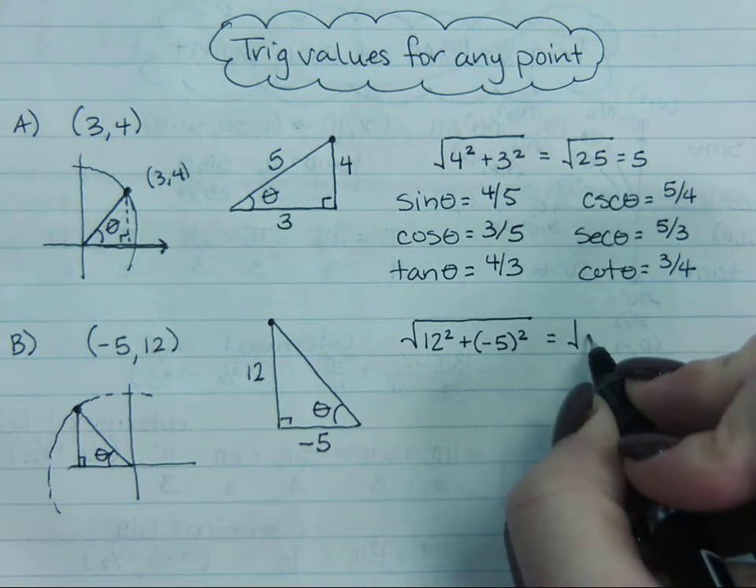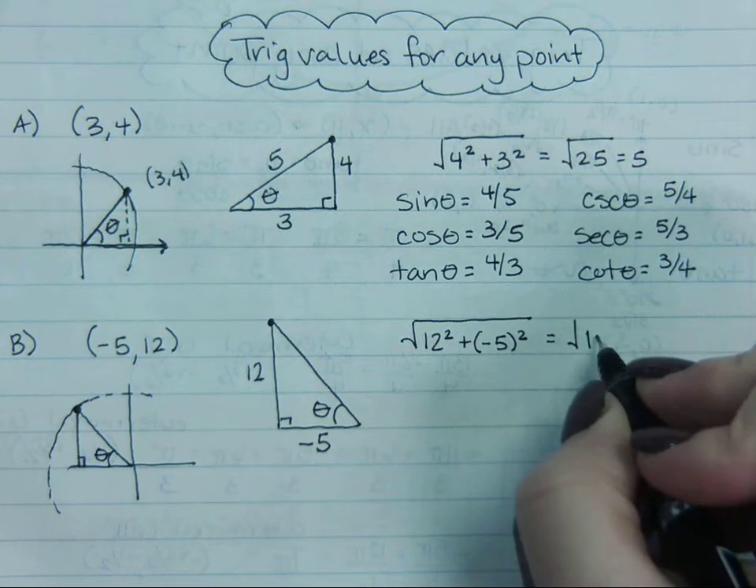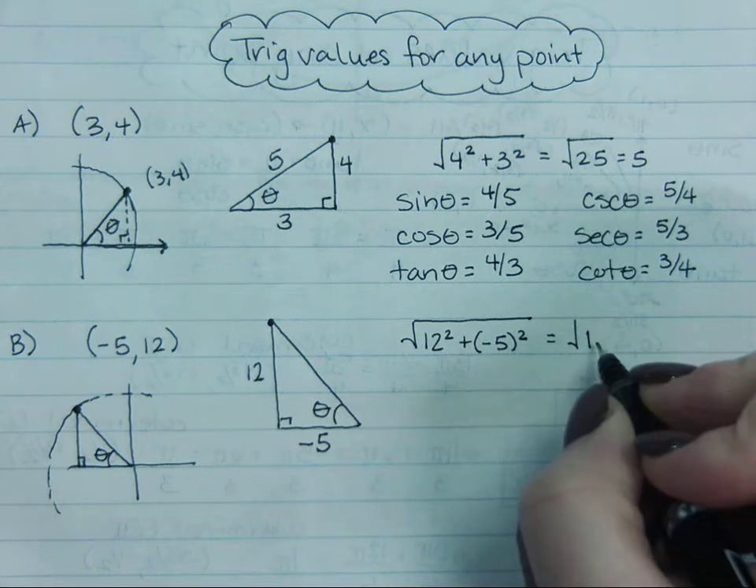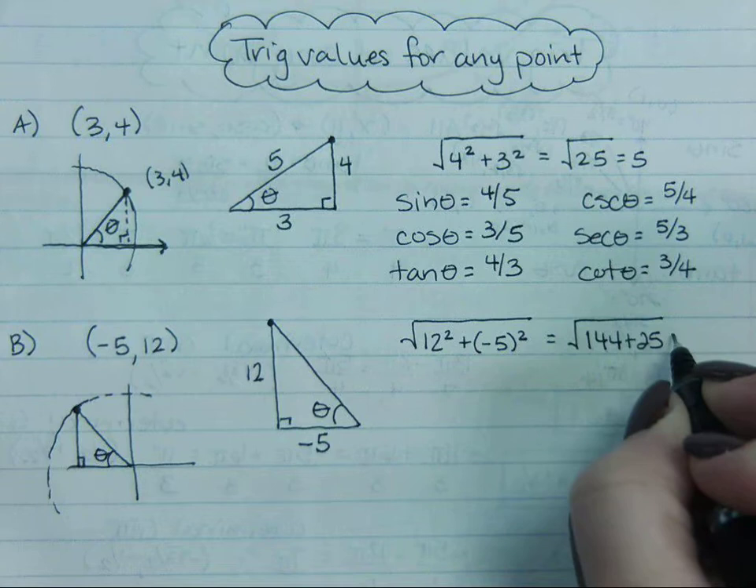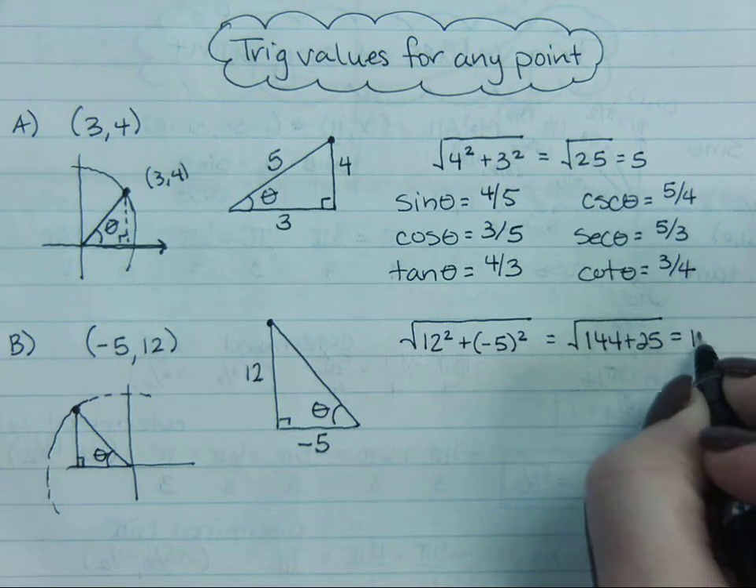And so we've got 144 plus 25. And so that should be 13.